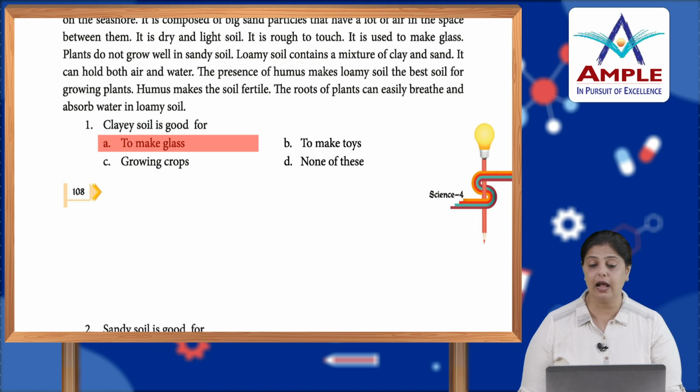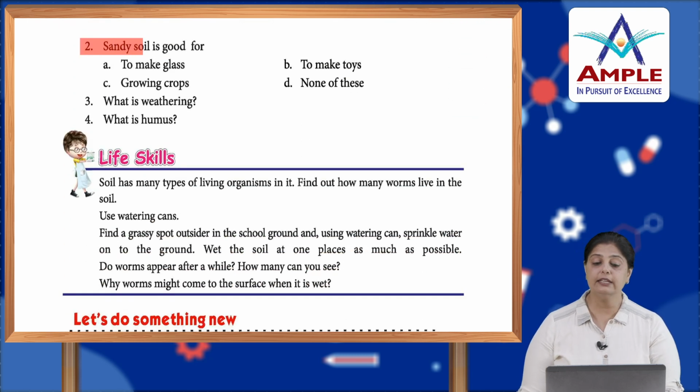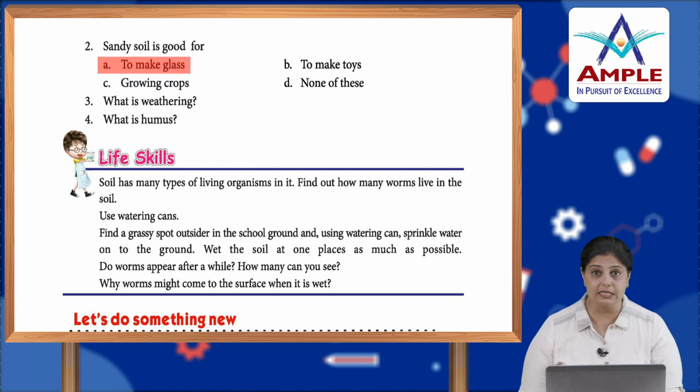Now, clay soil is good for what? To make glass, make toys, growing crops, or none of these? To make toys. Sandy soil is good for to make glass, to make toys, growing crops, or none of these? To make glass. What is weathering? We've already done this. Breaking of rocks. What is humus? The decaying matter.